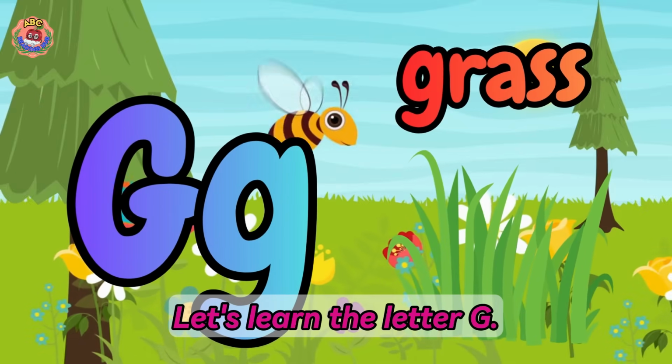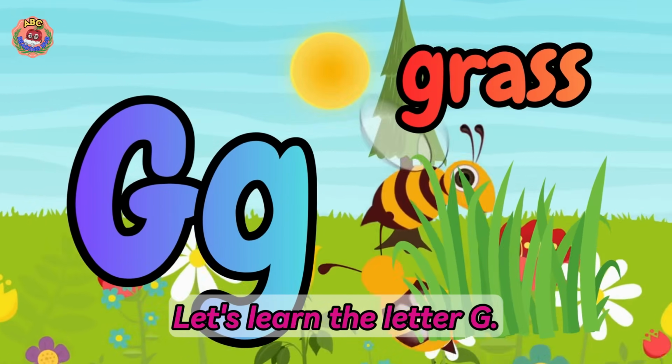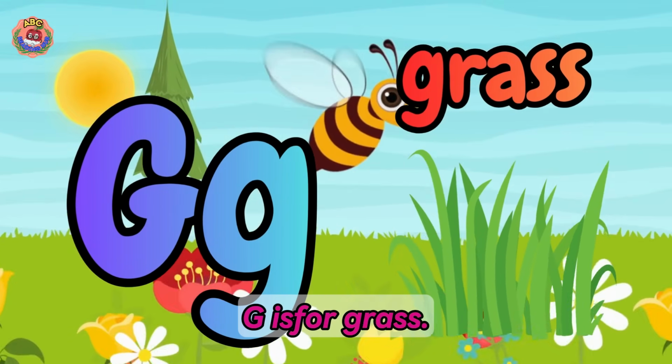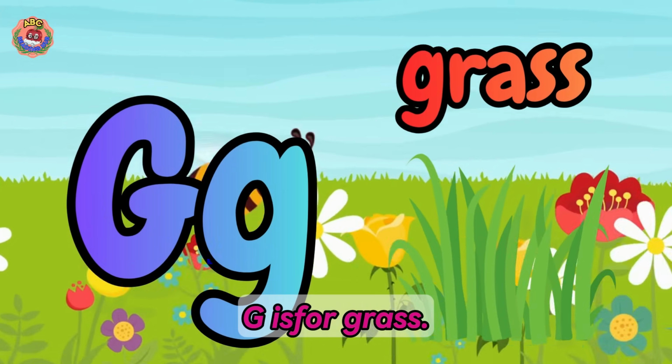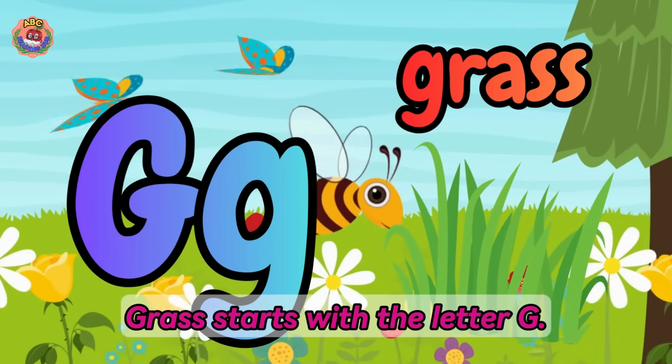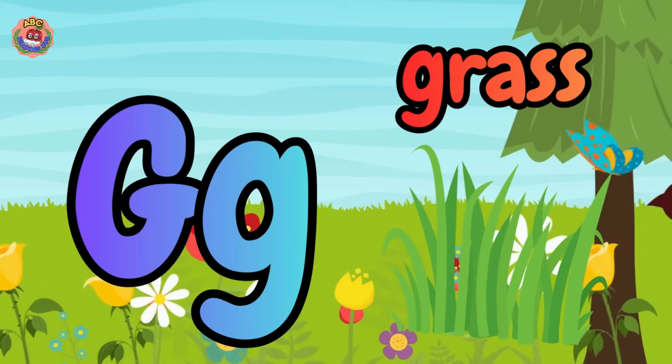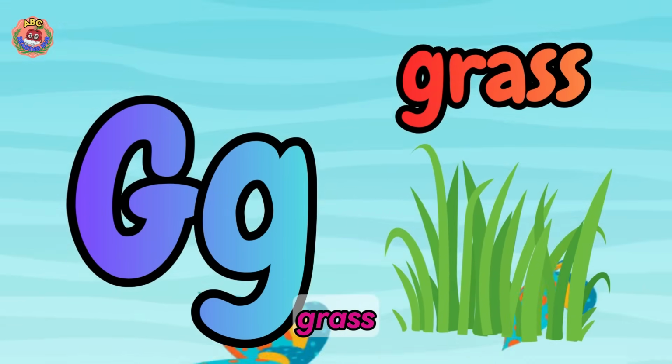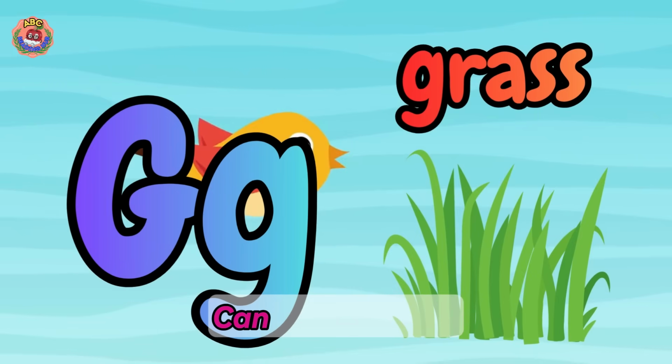Let's learn the letter G. G is for grass. Grass starts with the letter G. Grass. Can you say G?